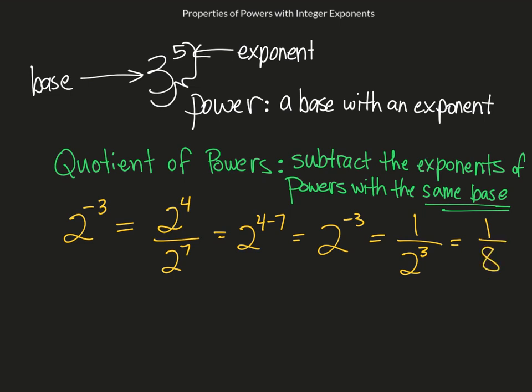Ooh, make sure you don't put 6 on that. Students really want to do that, but it's 2 times 2, which is 4, times 2, which is 8. So what if we had 1 over 3 to the negative 2? What would we do with that one?